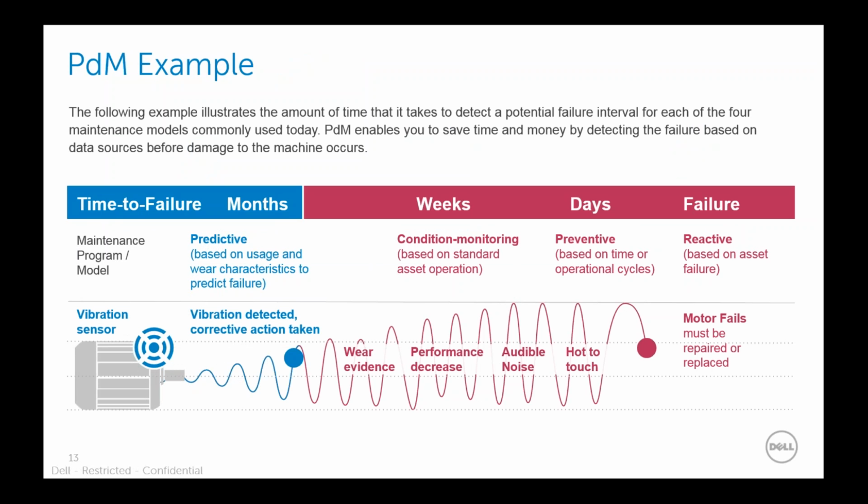So this is an example of a predictive maintenance solution looking at vibration or wear evidence, looking at different motors and what you can actually do in predictive maintenance. This graphic shows the 4 models that are commonly used to detect when a catastrophic failure could happen or when a machine is going to shut down.